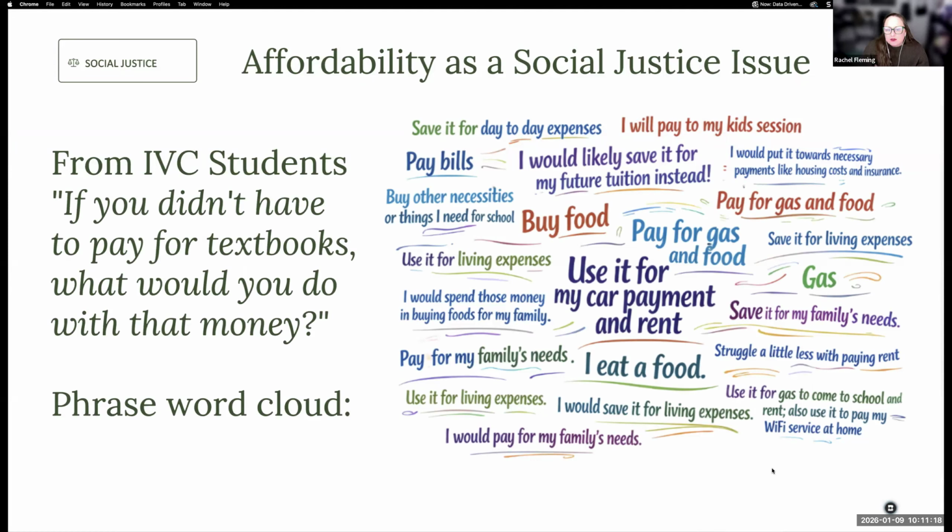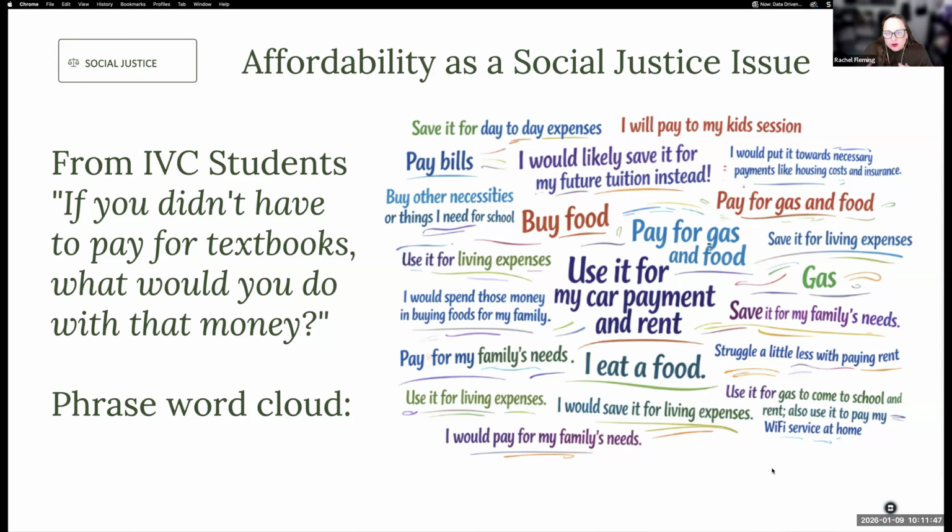And I pulled phrase clouds. These are phrases directly from our data that we're gathering. So this is from our IVC students. And the question was, if I don't have to pay for textbooks, what would you do with that money? And the results were overwhelmingly things like food, gas, living expenses, family needs, car payments, and rent. There wasn't anyone who was like, oh, I'm going to go out and go to more movies. And there were a couple kids who said things like, oh, I'd actually take more classes, or, oh, I'd be able to get to work easier. So things like that.